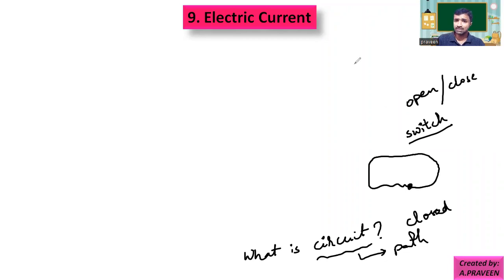So what are the minimum required things to make a circuit? The minimum required things are connecting wires, a source of electricity, that is a cell or a battery. Next, a switch. Next, you require a consumer, that is a bulb. So these are the minimum things you need to make a circuit.